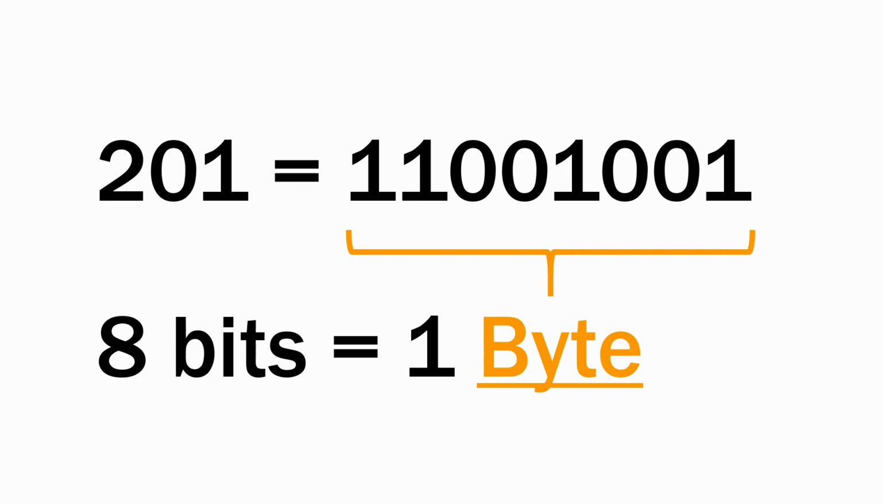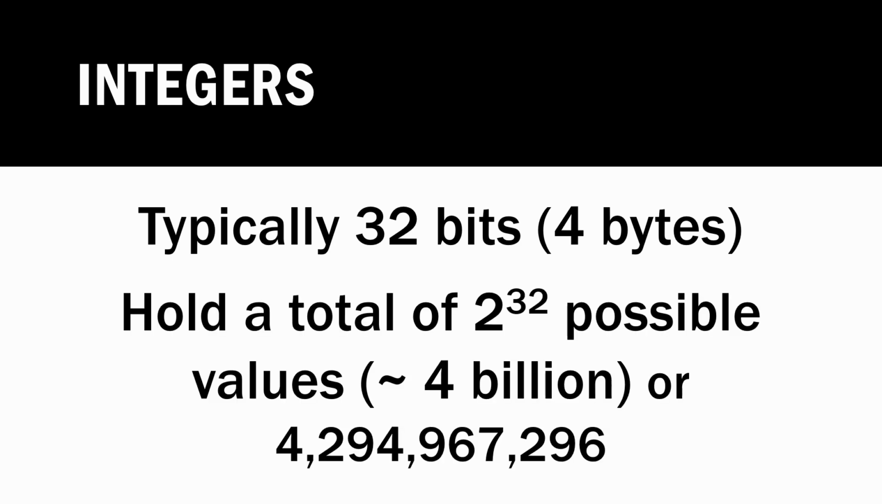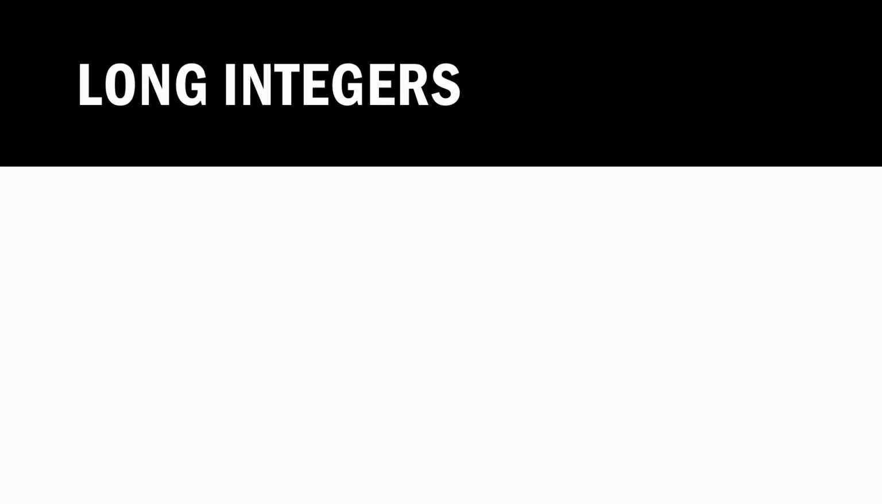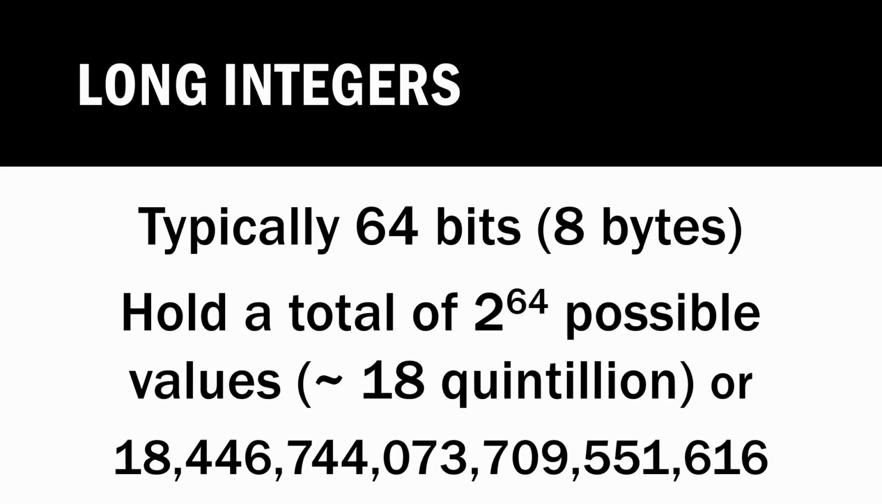Okay, so one of the most common things that we are going to need is a representation of integers. And integers, at least in C and most other modern programming languages, typically are 32 bits or 4 bytes worth of data. That means that they hold a total of 2 to the 32nd power possible values. So around 4 billion, or this massive number that you see down here. That's the exact number of possible values that an integer can hold at 32 bits. We also have something called long integers. These are typically 64 bits or 8 bytes. They hold a total of 2 to the 64th possible values, or around 18 quintillion, or more specifically, this number that you see on the bottom of the screen.